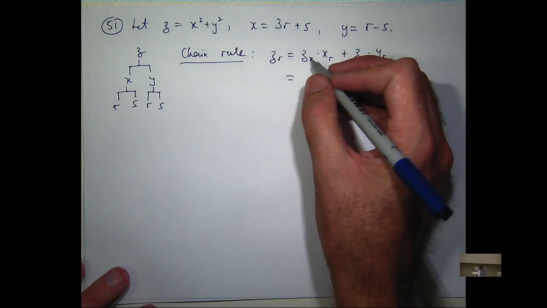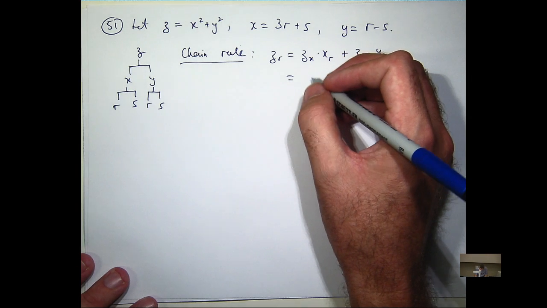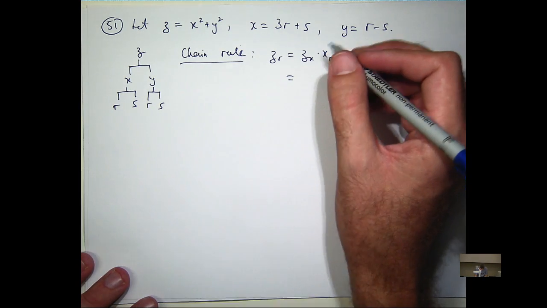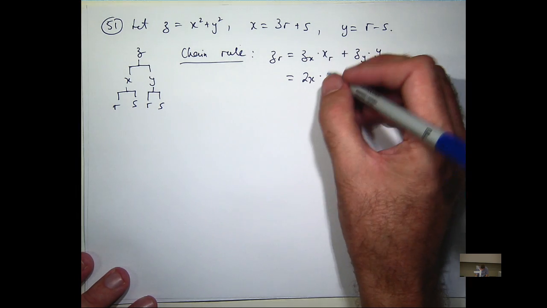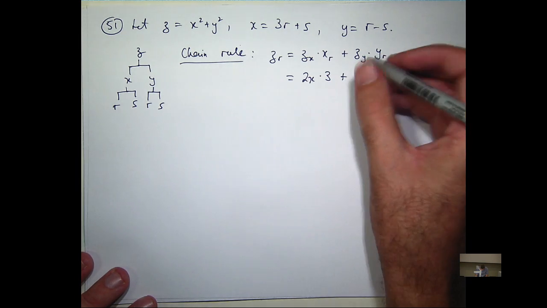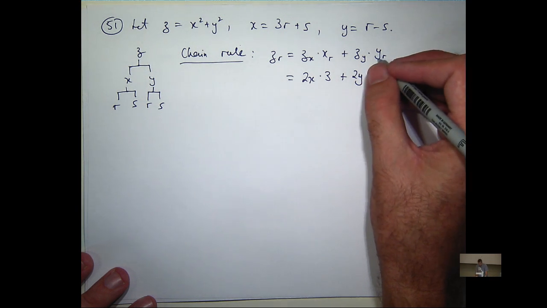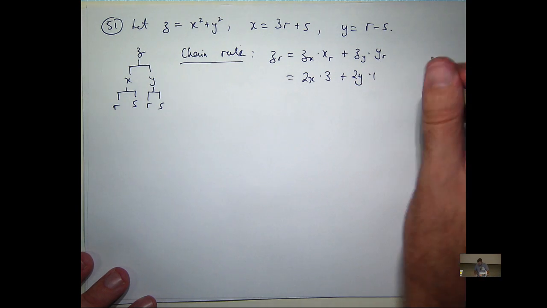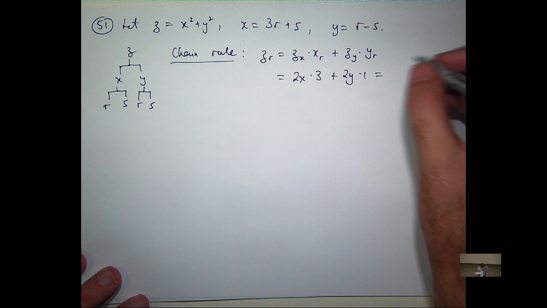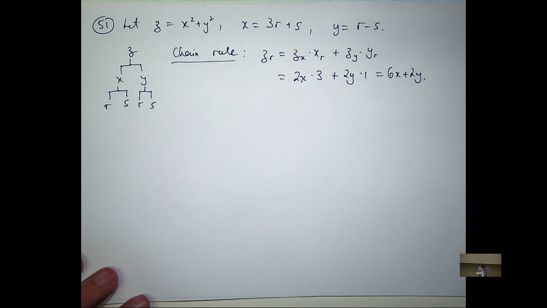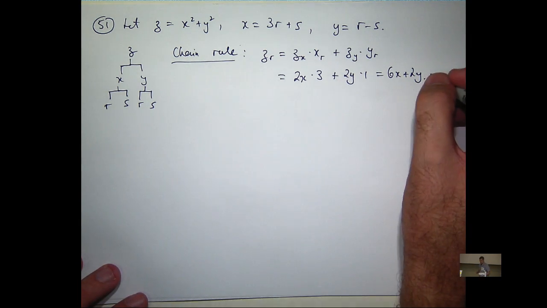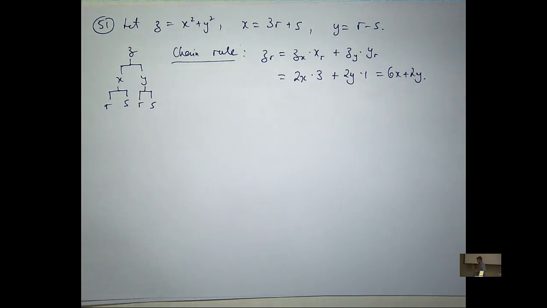So what's z sub x going to be? 2x. X sub r? 3. Z sub y? 2y. Y sub r? 1. Okay, so if I just clean that up, I'll get 6x plus 2y. Let's calculate z sub s. Remember, the reason why we're calculating the first derivatives is because we really want to calculate the second.